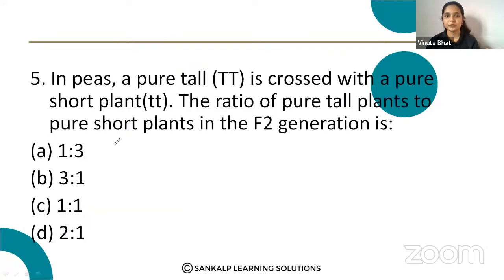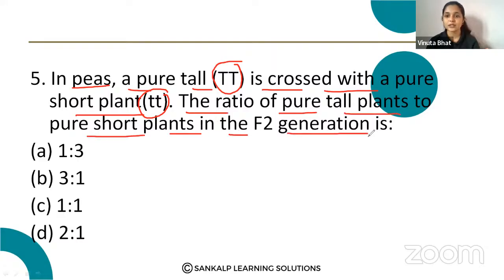See the fifth question. In peas, a pure tall plant, okay, pure tall plant is represented like this, is crossed with a pure short plant, that is small t. The ratio of pure tall plants to pure short plants in the F2 generation is... In the F1 generation, what happens? Capital T. So that is crossed with the dwarf plants, short plants.